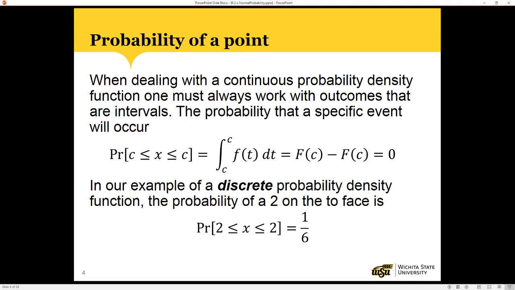This is completely different from the discrete probability density function. Remember the discrete case, using a fair six-sided die and calculating the probability of obtaining a 2 on the top face. That would be the probability that x was equal to 2, in other words, greater than or equal to 2 and less than or equal to 2. And this, remember, is 1/6.